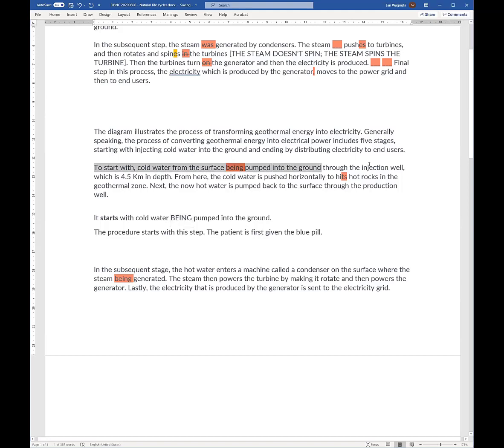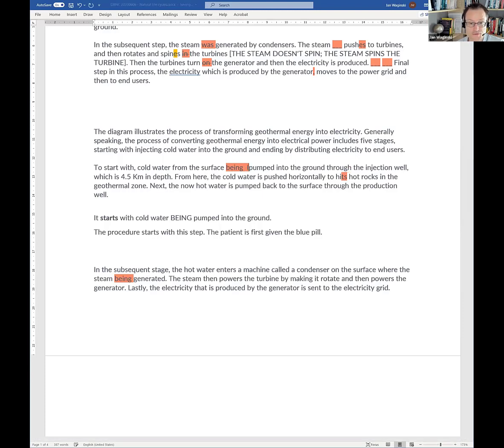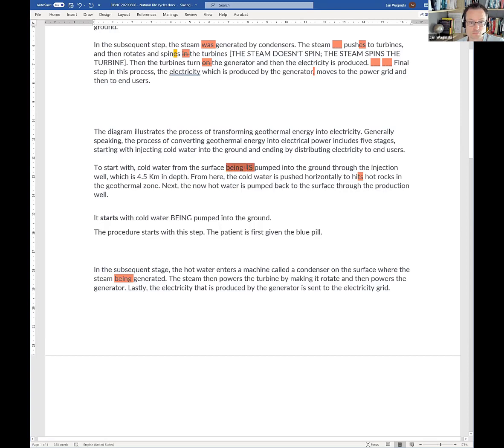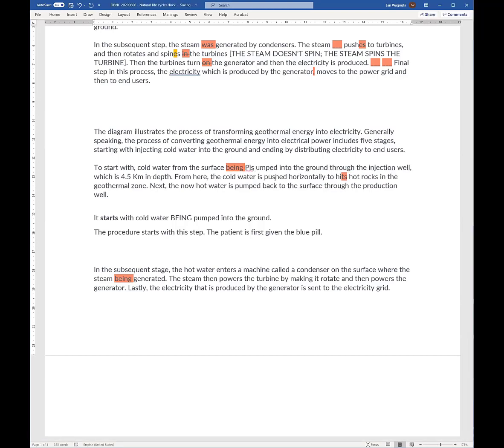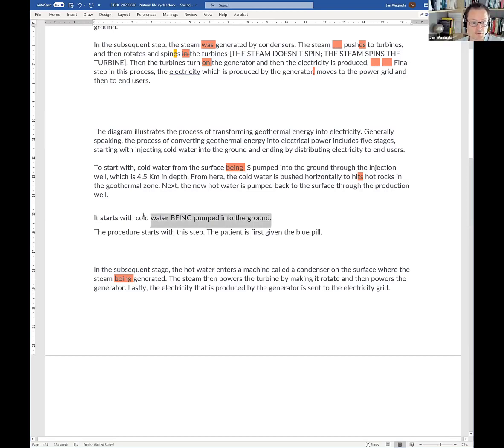Oh, so in this, yeah, go ahead. So in my sentence, it's wrong, like I cut the sentence with the comma, right? So it's not the verb of the start. My sentence? You don't really have a verb here. Yeah. So cold water from the surface is your subject. And this is your verb, but this is just present simple passive voice. So it should be cold water is pumped into the ground. So if we change the sentence, it starts with cold water from the surface being is okay, right? It starts with cold water being pumped into the ground. This is the proper way to do it.